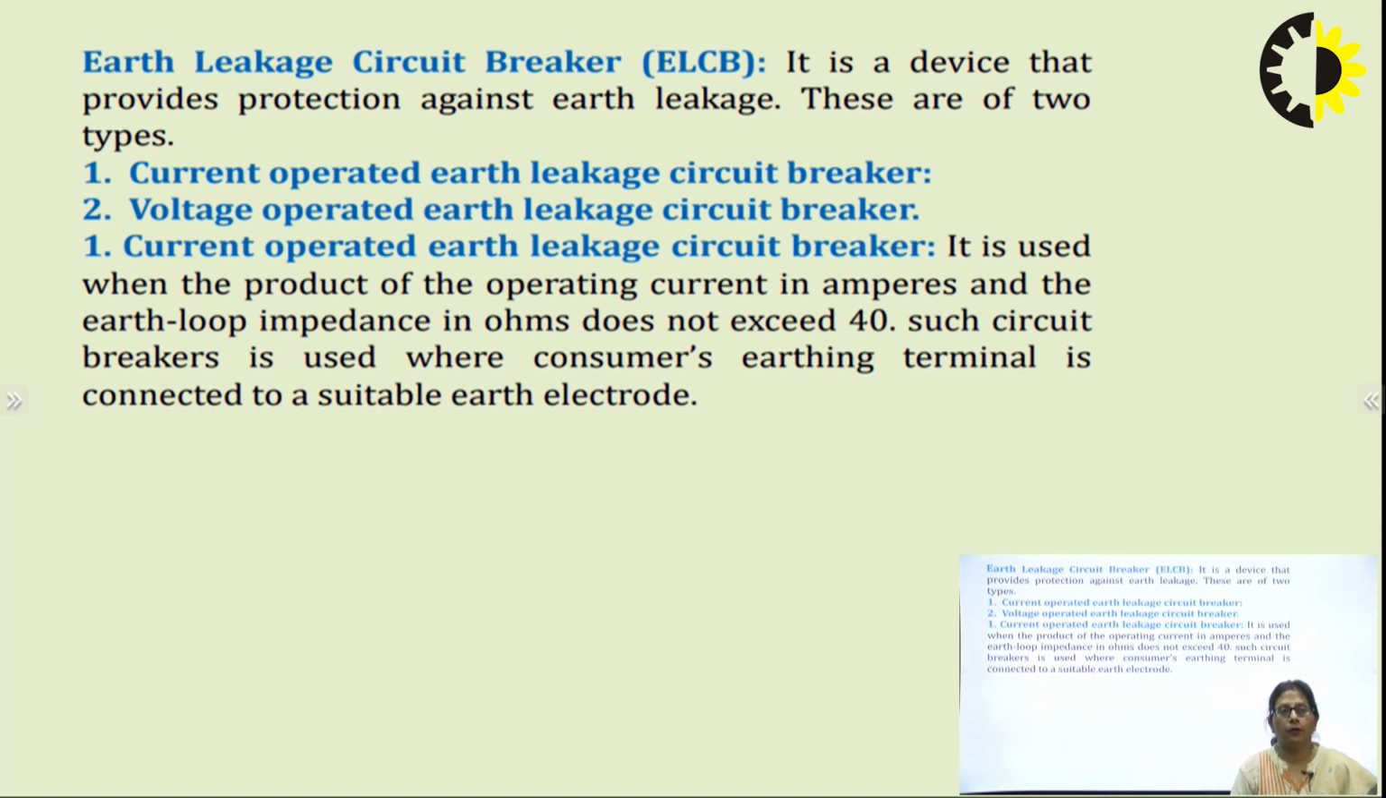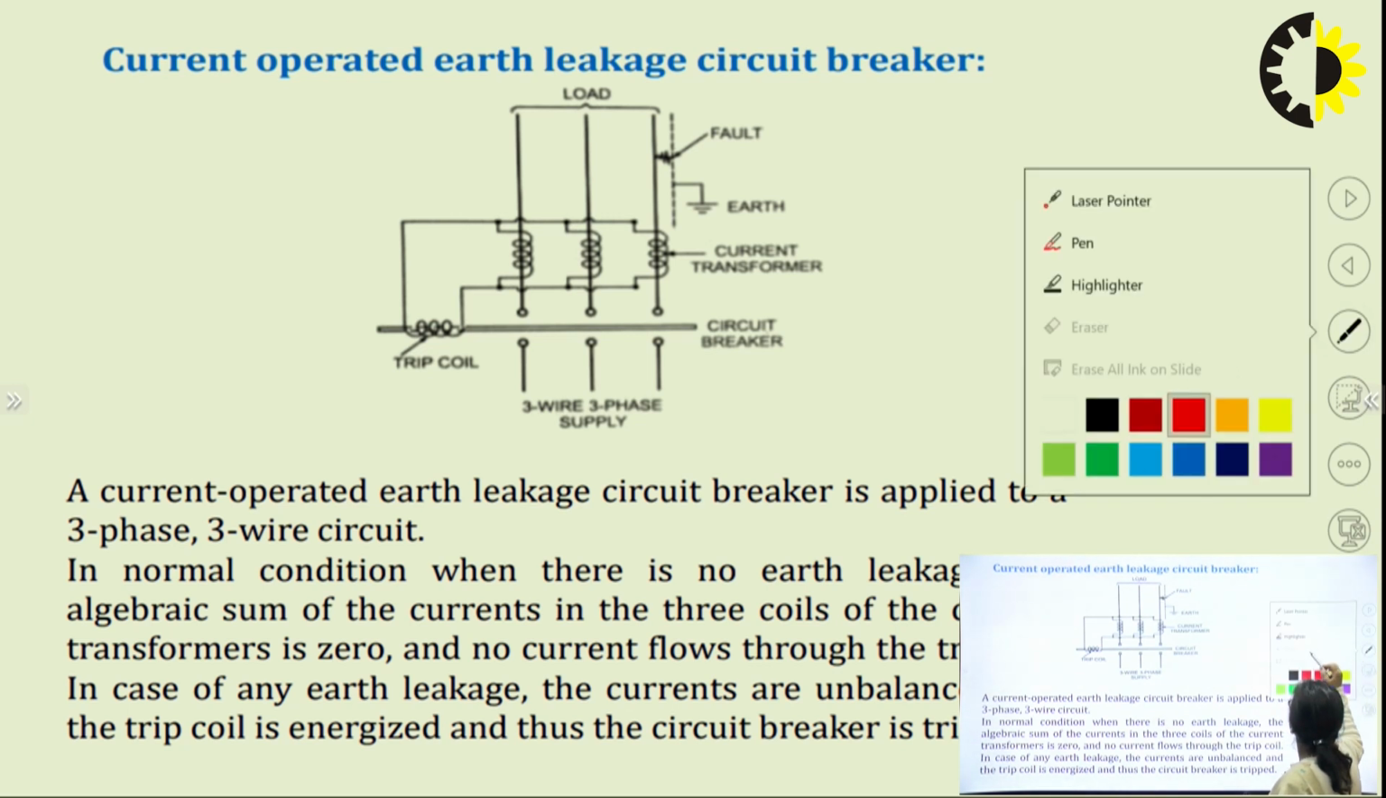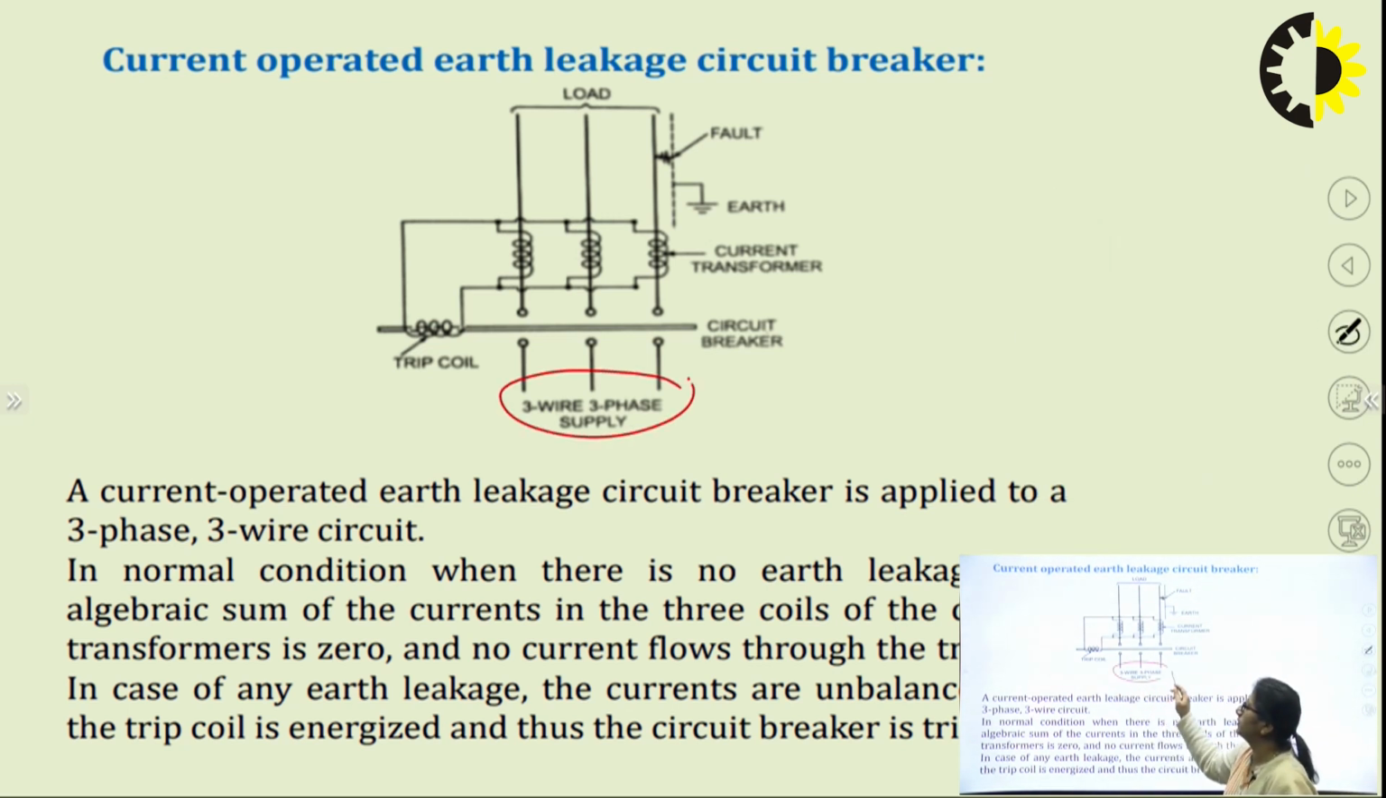First, the current operated earth leakage circuit breaker. It is used when the product of the operating current in amperes and the earth loop impedance in ohms does not exceed 40. Such circuit breakers are used where the consumer's earthing terminal is connected to a suitable earth electrode. These two are the important things in the current operated ELCB. The circuit goes like this: here the current operated earth leakage circuit breaker is applied to a three-phase 3-wire supply.